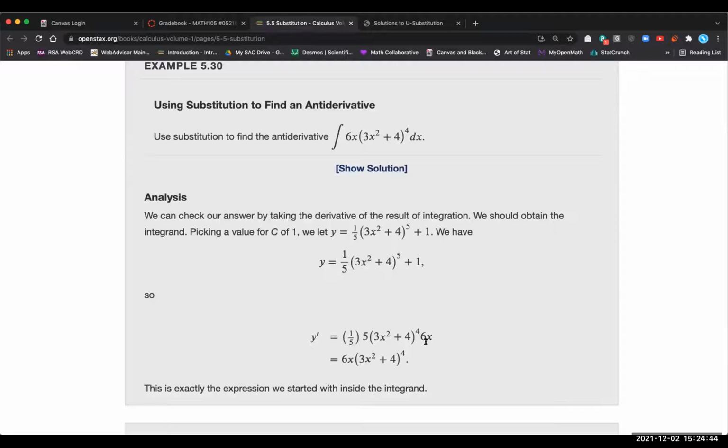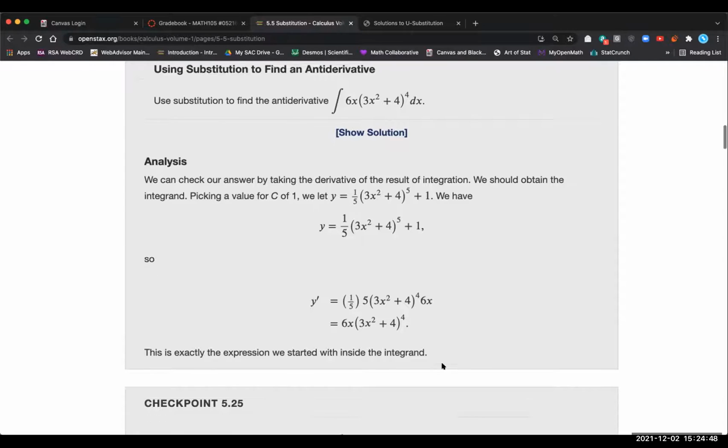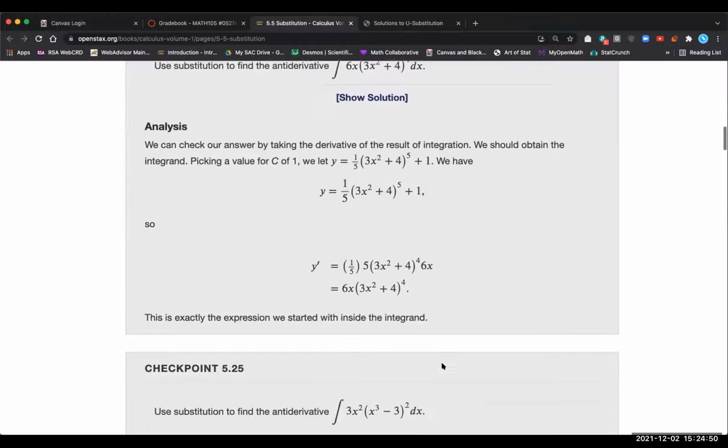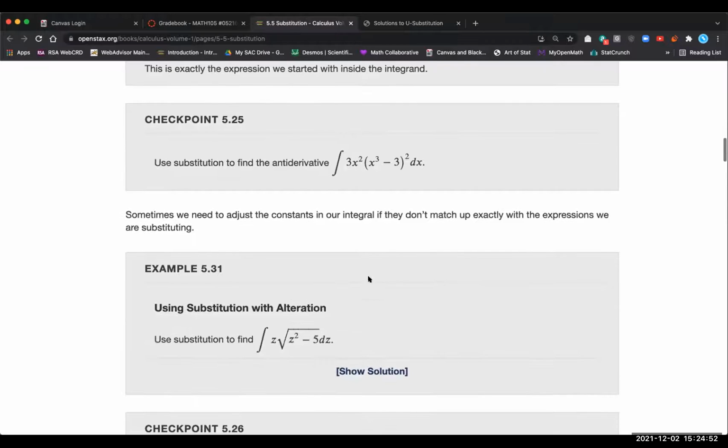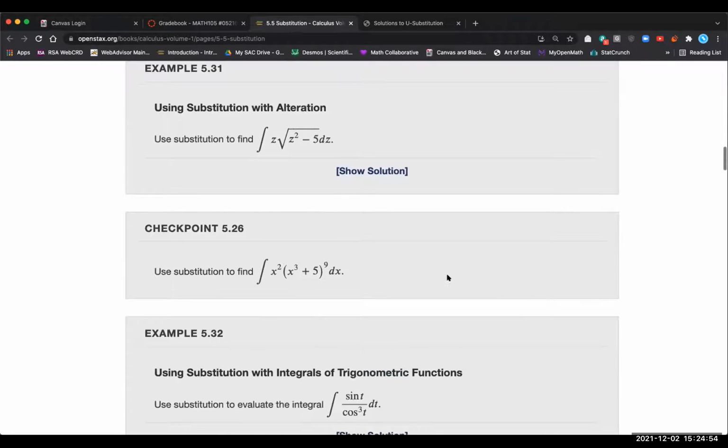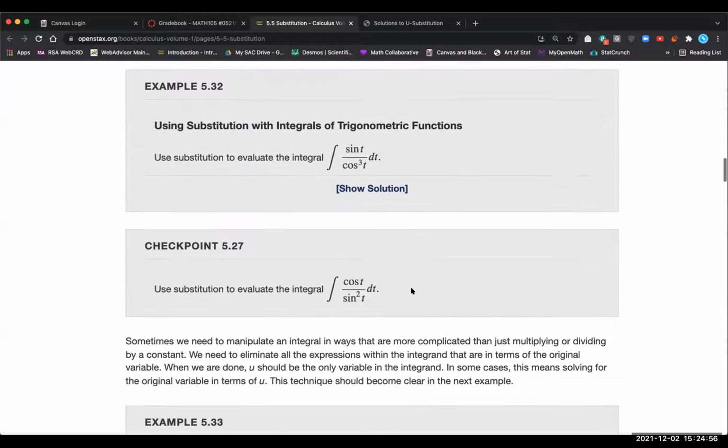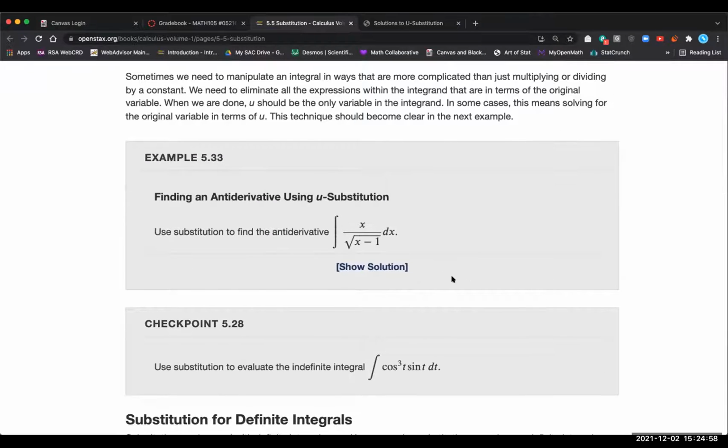If you take the derivative, it should produce what was inside the integral. It should be the integrand. So again, being able to work back and forth. All you have here is a whole bunch of different examples to go through. You can take a look. I'm going to do a few extra examples to show you different ones than what is here.